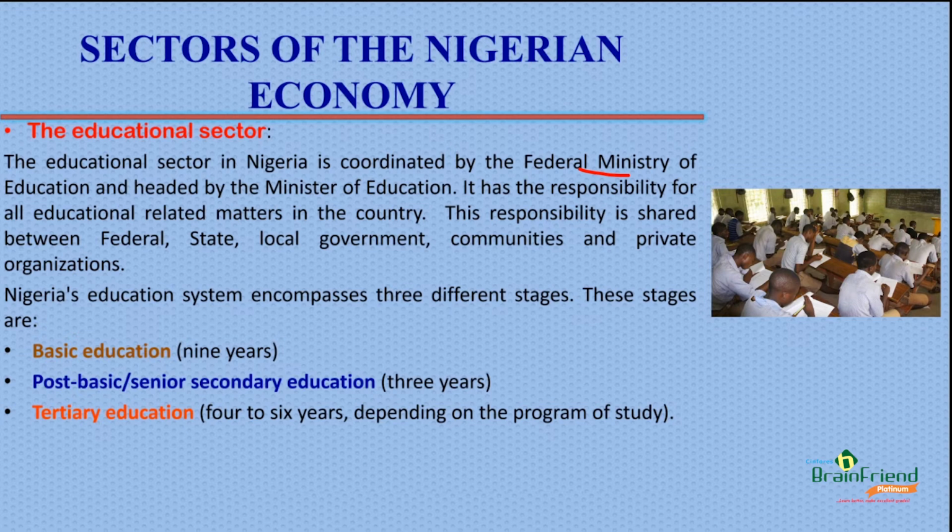This sector is divided into 3 stages. We have the basic education, which takes you about 9 years to complete. We have the post-basic and senior secondary education, which takes an additional 3 years to complete. And then we have the tertiary education, which takes about 4 to 6 years, depending on the program of study.